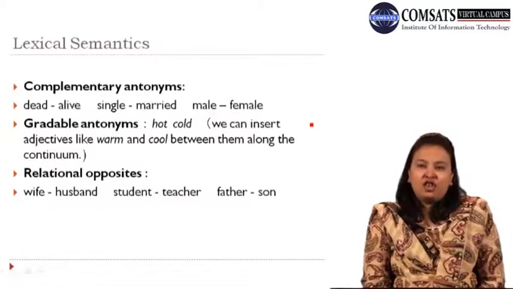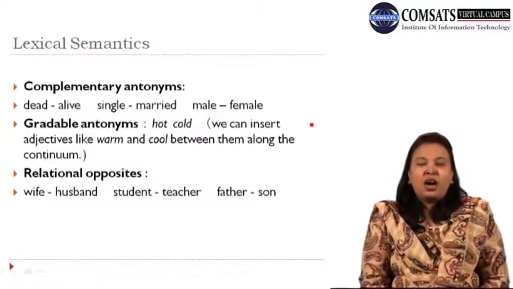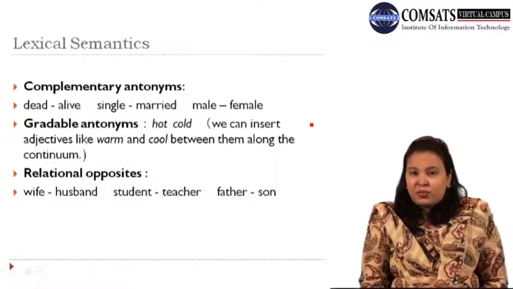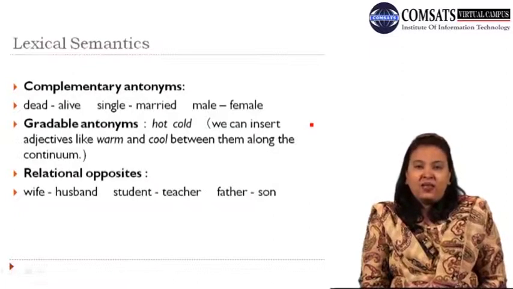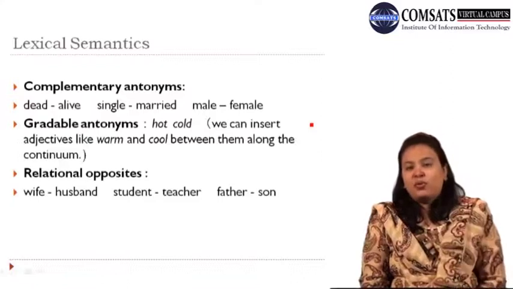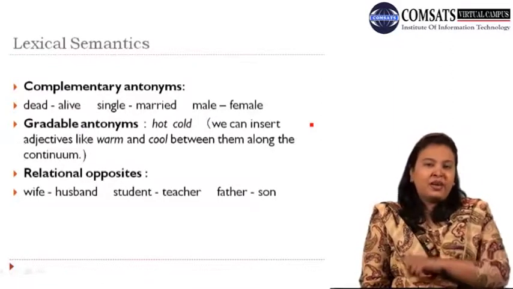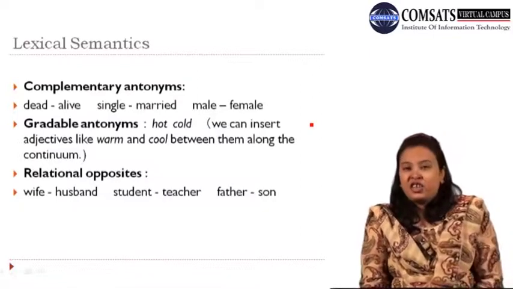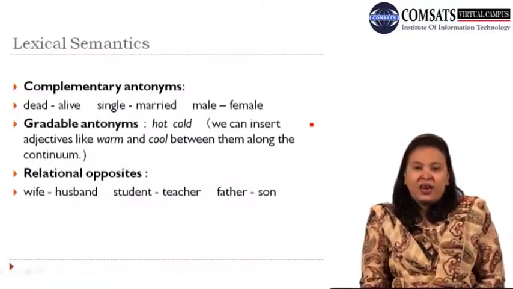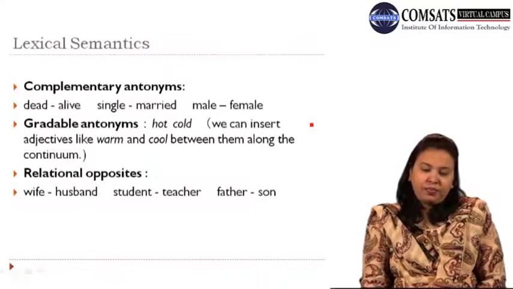And then we have relational opposites, where the opposites are according to relationships. They are like, if I'm your teacher, you are my student. So you are the relational opposite. If I am a wife, I have a husband. So my husband and wife, they are the relational opposites. Father, son, mother, daughter. These words are known as relational opposites.